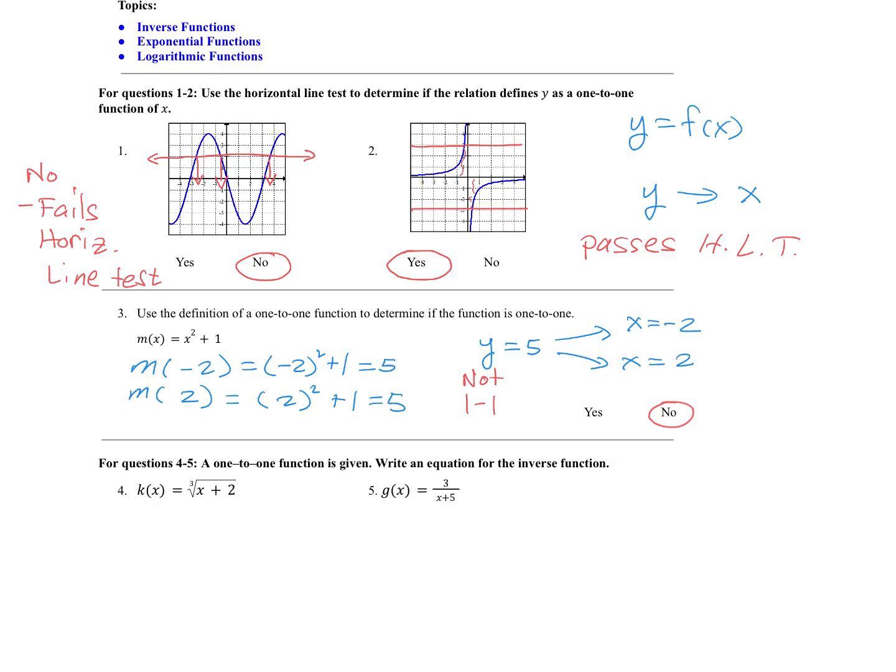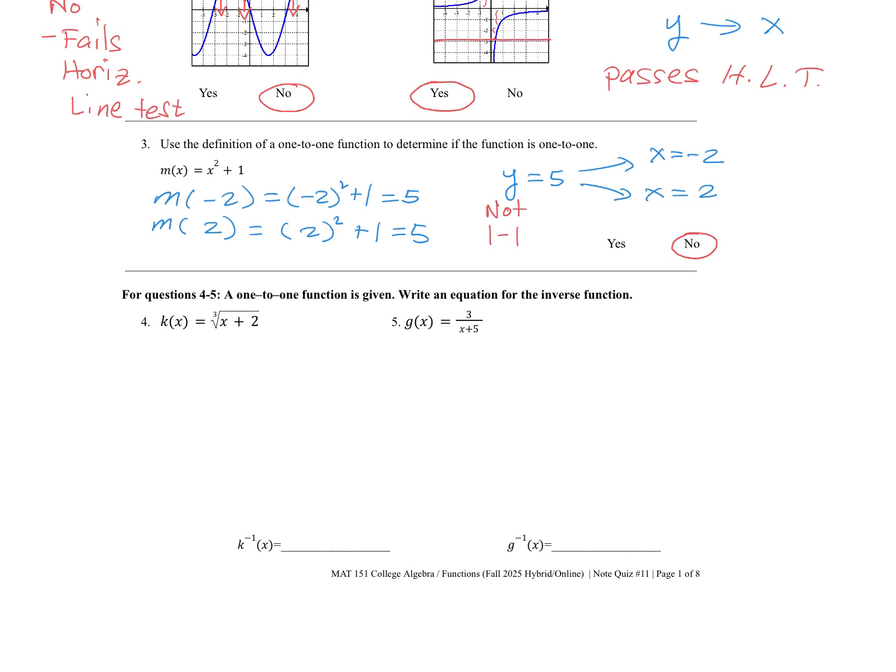So there's a 4-step process for finding inverse functions. And the easiest way to do it is to go through and first set the function equal to y. We'll call that step A. So step A is to set y equal to k of x. The second step of the process is to reverse. So with y equal to the cube root of x plus 2, we reverse the variables and have x is equal to the cube root of y plus 2.